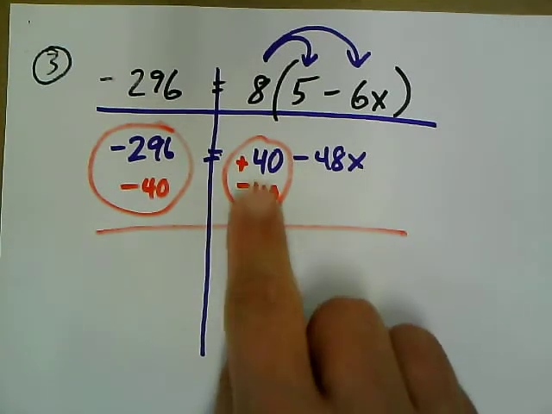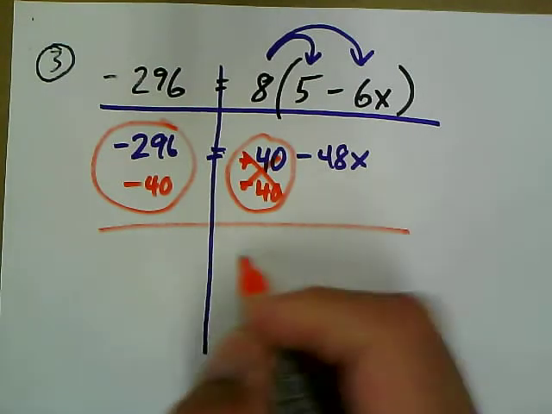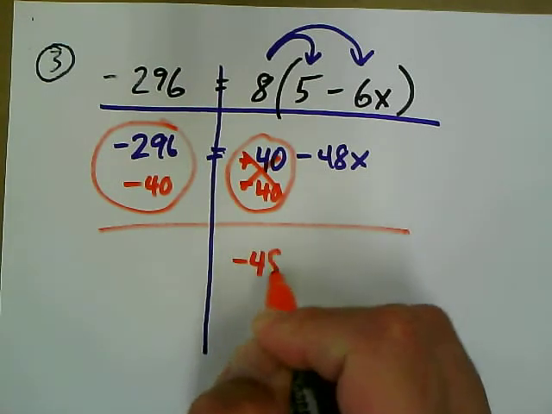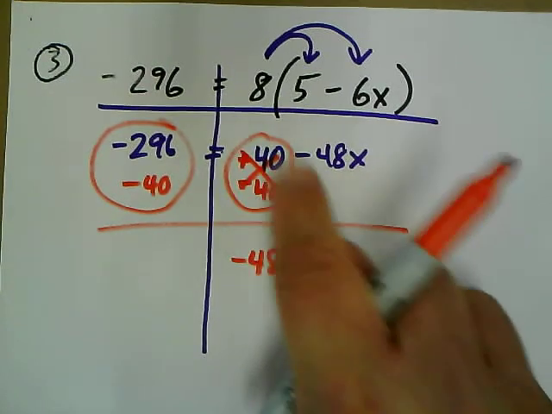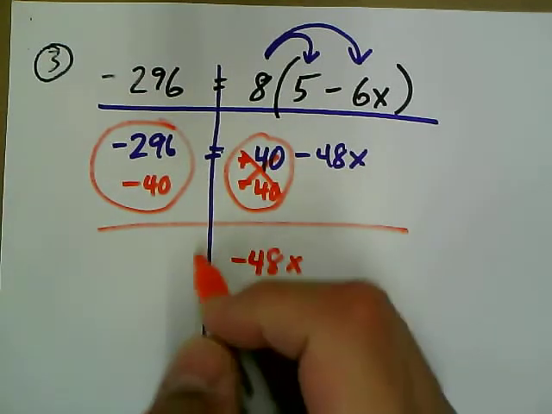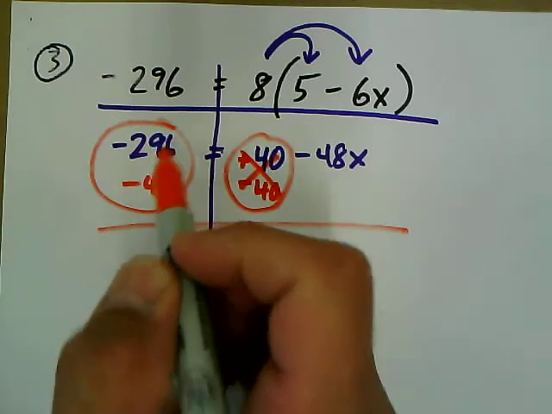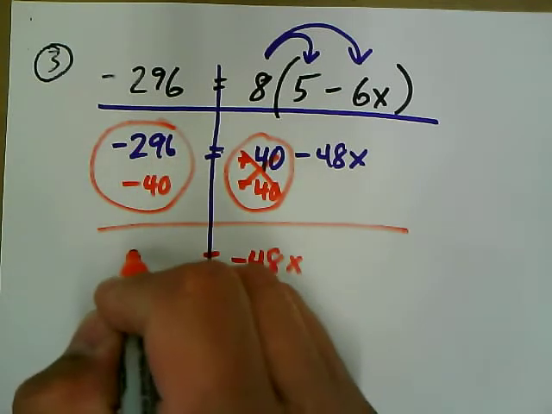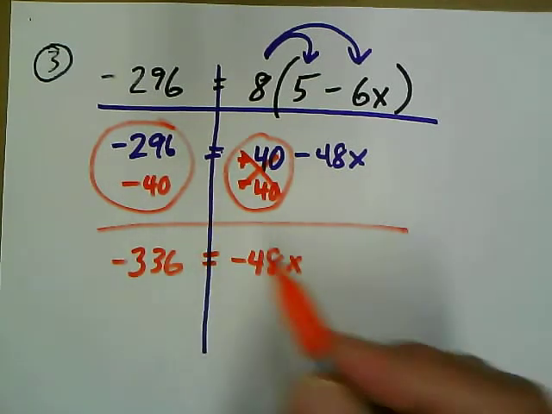Our opposite operations, our plus and minus 40s, are gone. We bring down everything, which is the negative 48x. Some of you forget about that negative. Remember, everything outside the circle comes down, so don't forget it. And negative 296 minus 40 should be negative 336, I believe.